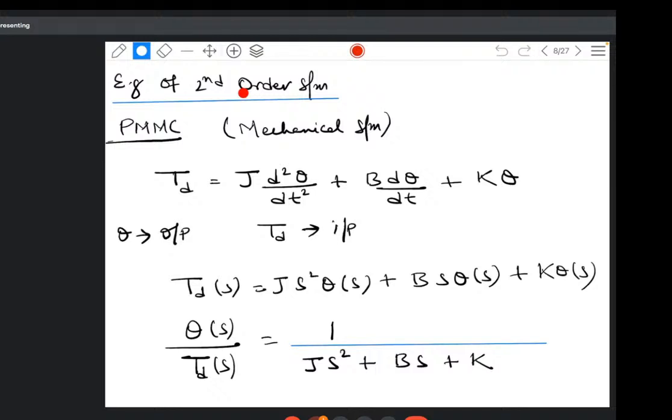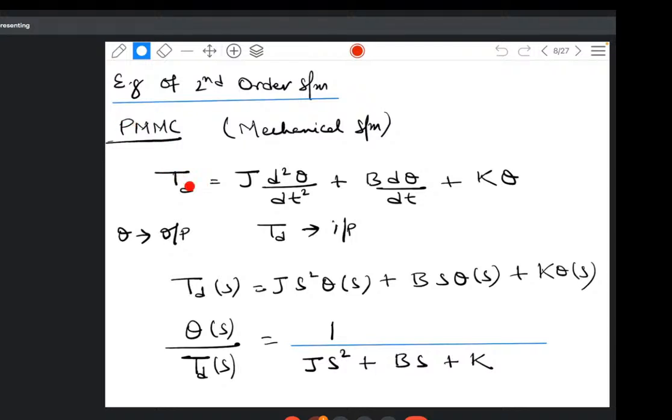So, the differential equation for PMMC, which is a second order mechanical system, is represented as Td equal to J d square theta by dt square, where Td is the deflecting torque and theta is the oscillation. Here theta is the output and Td is the input. So once you apply a deflecting torque, the pointer will oscillate about the steady state and finally settle to the steady state value, right? So this is how the differential equation is written for the second order system of PMMC.